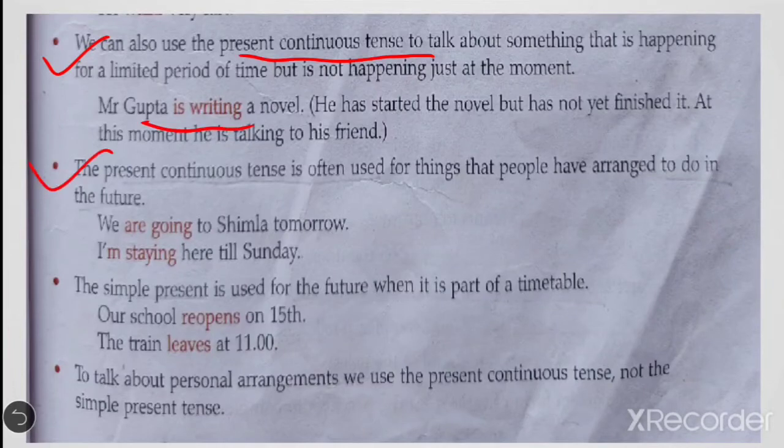The present continuous tense is often used for things that people have arranged to do in the future. Another use of present continuous tense, which is also very important, is for future plans that people have arranged to do. Normally we use simple future tense for future plans, but here we can also use present continuous tense when you have already arranged to do something.